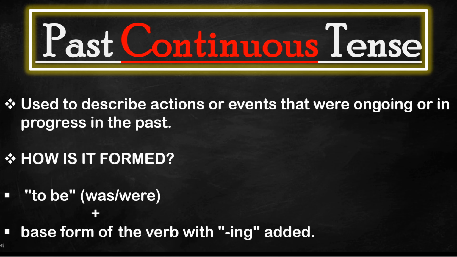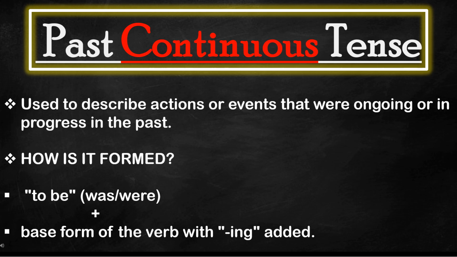Having understood simple past tense, let us now look at the second type, that is past continuous tense. Now this is used to describe actions or events that were ongoing or in progress but in the past. How do you form it?